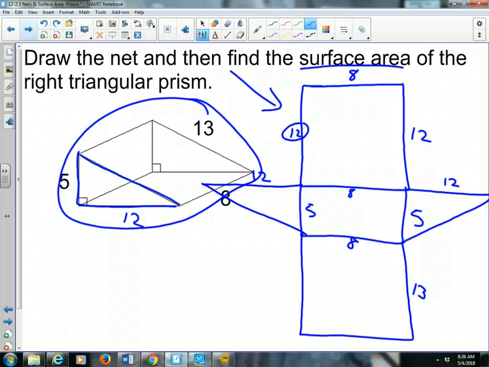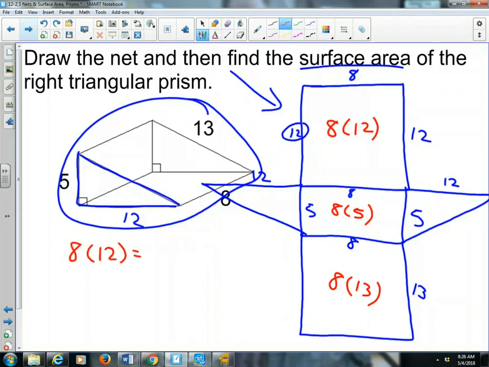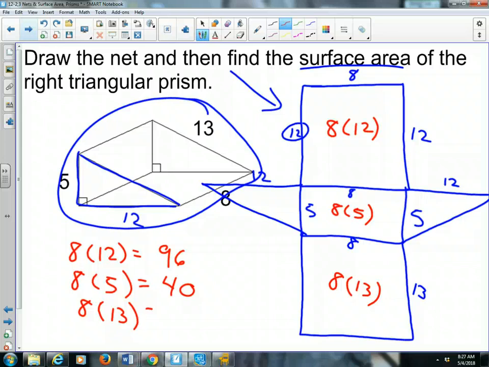The surface area is the sum of the area of all the faces. So this face is 8 by 12 because it's a rectangle. This one's 8 times 5 because it's a rectangle. This one's 8 times 13 because it's a rectangle. So 8 times 12 is 96. 8 times 5 is 40. And 8 times 13 is 104. So that's the area of all the rectangles.